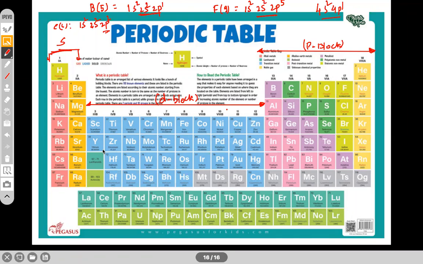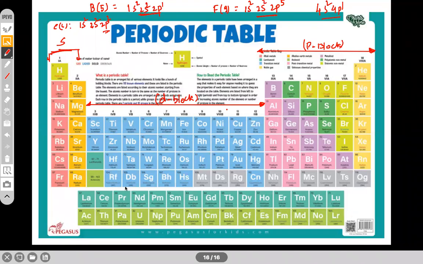Correct. So you can also understand that in the S block, we can have only two possible configurations. One is the S1 configuration, the other one is S2. That's why we have only two groups here, one and two, S1 and S2.